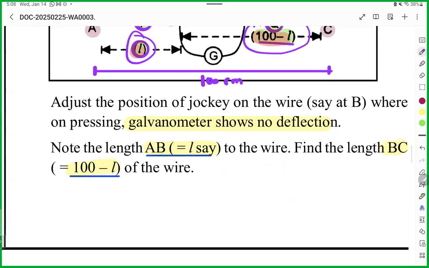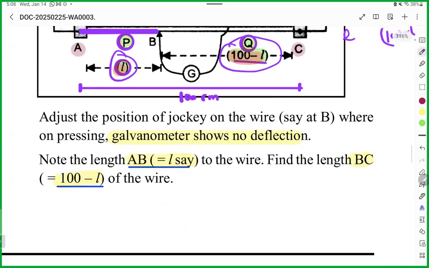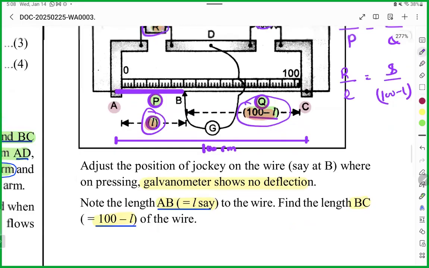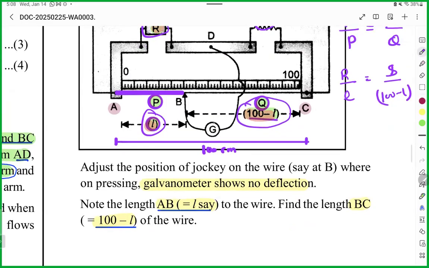In this case, we will change. This is the jockey. Wherever you have the galvanometer, the galvanometer is connected with the end. So we adjust the position of the jockey on the wire at B. It's our choice, we can keep on changing. And we want to check the point where the galvanometer shows no deflection.